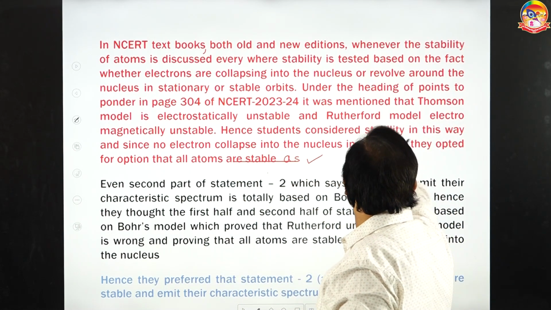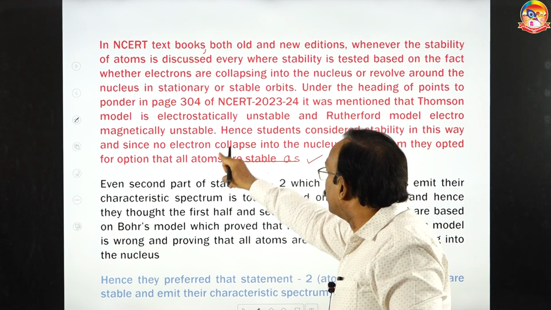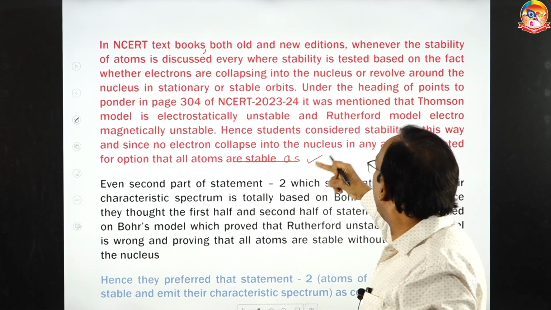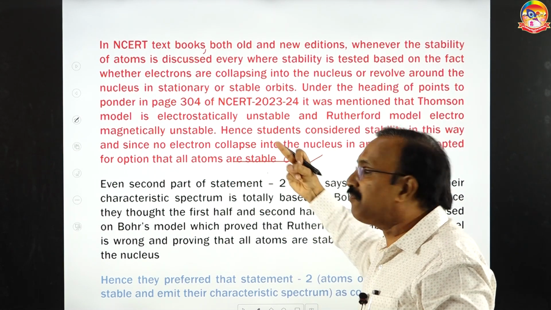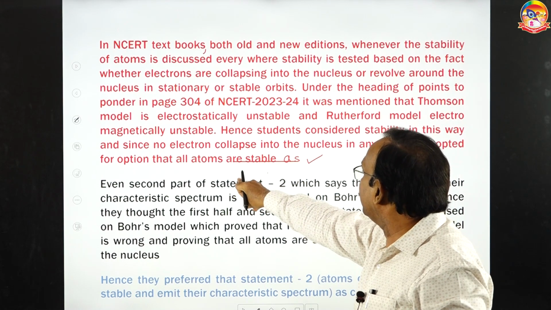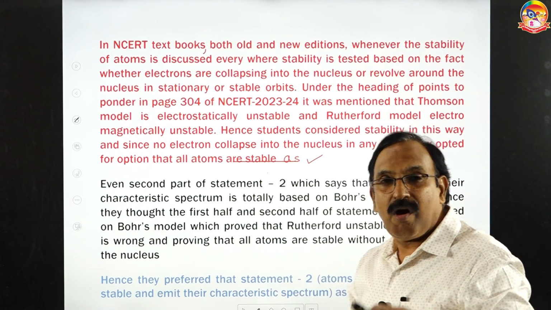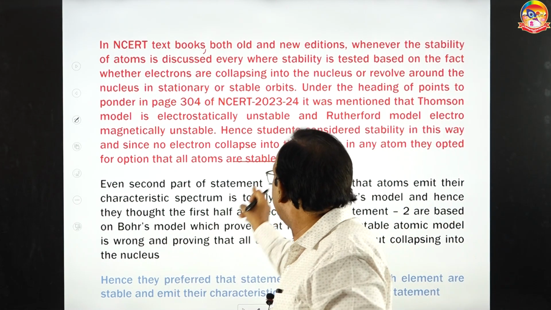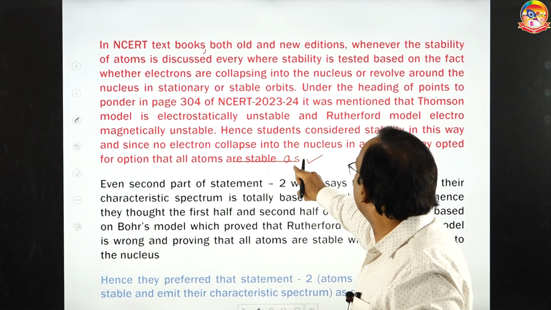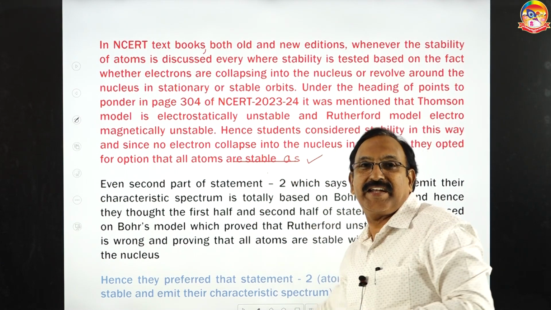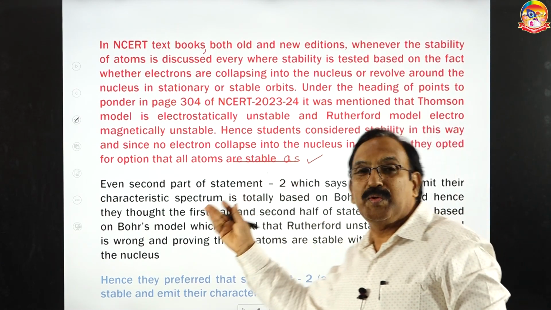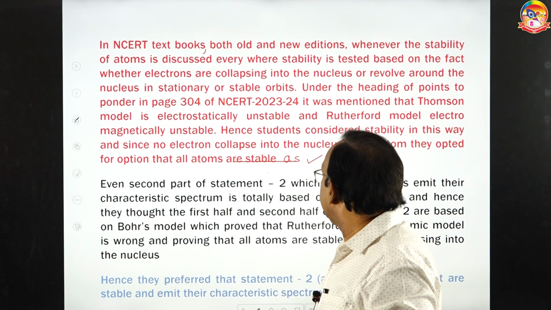Hence, students consider stability in this way, and since no electron collapses into the nucleus in any of the atoms, they opted for the option that all atoms, I repeat, all atoms, that means each and every atom, is stable. They took the statement as correct. Okay, these are the two different thought processes.